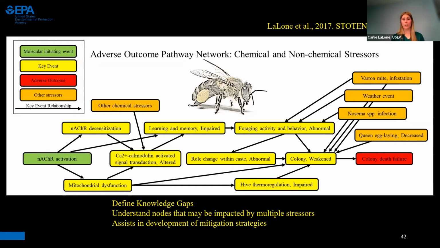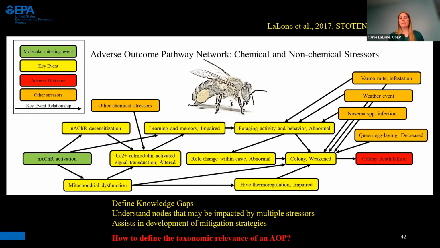We published the work, generating weight of evidence as well, taking into account biological plausibility and empirical support for the AOP. And we did this to both define knowledge gaps, as well as understand the nodes within the network that can be impacted by multiple stressors, in a way to assist in the development of mitigation strategies and being able to protect important pollinator species.